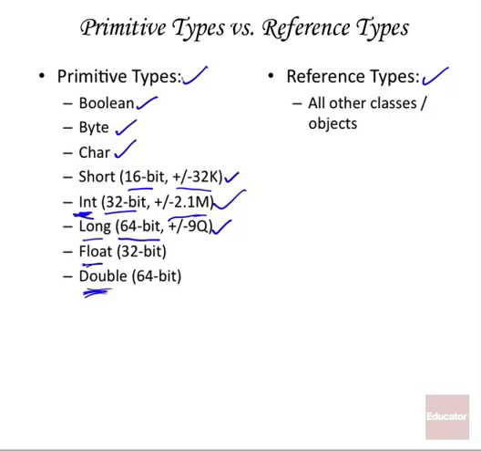And then a double is called a double because it's double the size of a floating point number. A floating point number is 32 bits. A double is 64 bits. So it can handle a lot more digits. It just takes up more memory.